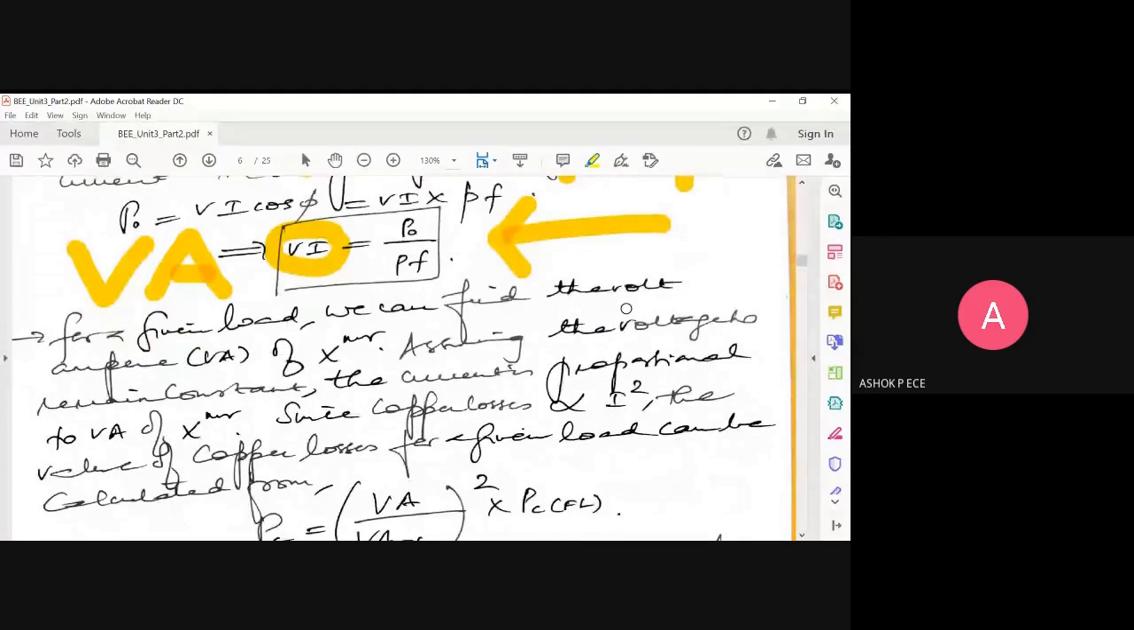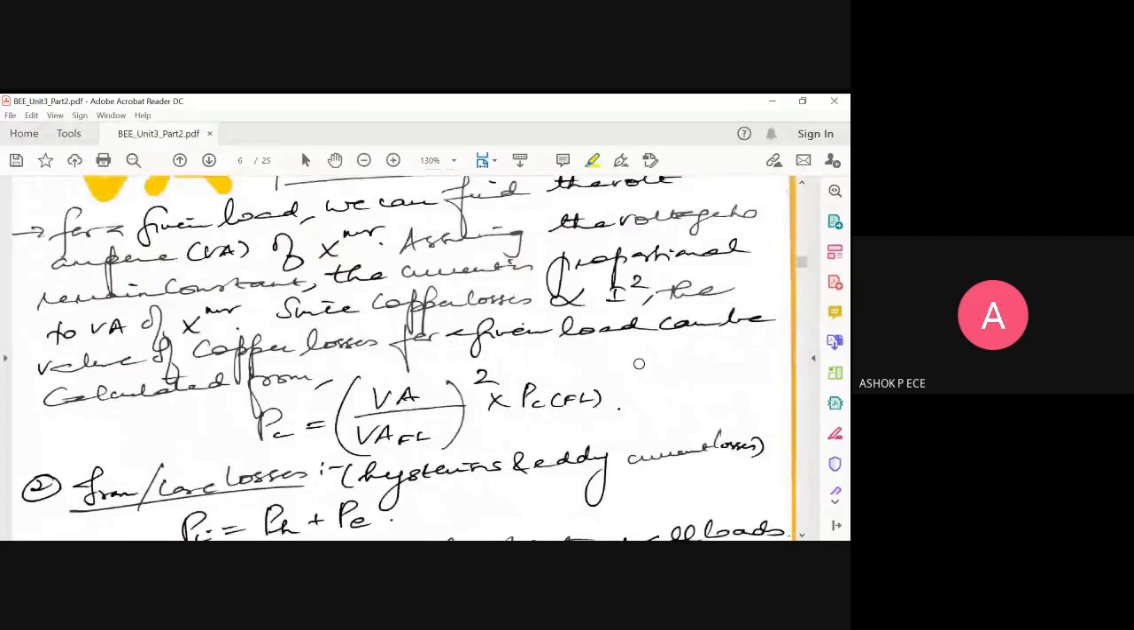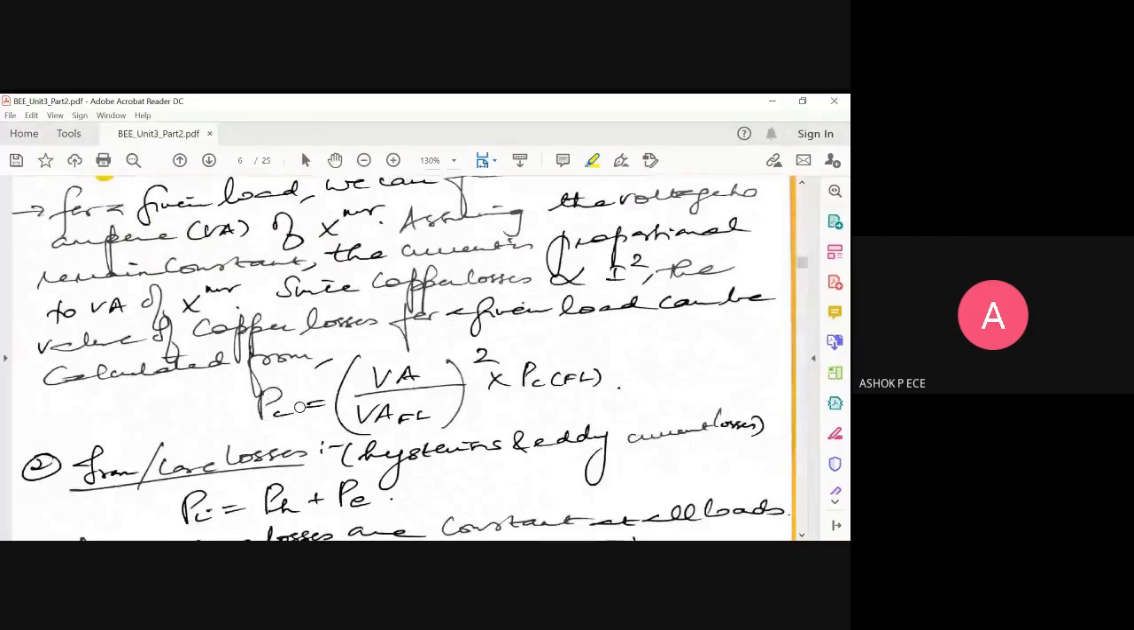So if you can relate all the things, then you can find the copper loss for any given load from the no load using this equation. Copper loss equal to volt ampere by volt ampere full load, the whole square into copper loss at full load. See, it is very simple. Copper loss is proportional to VA square. So copper loss at full load is proportional to VA full load the whole square. So if you divide both, you get this equation.